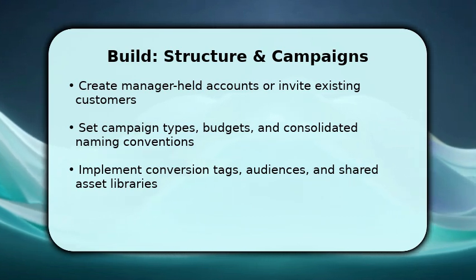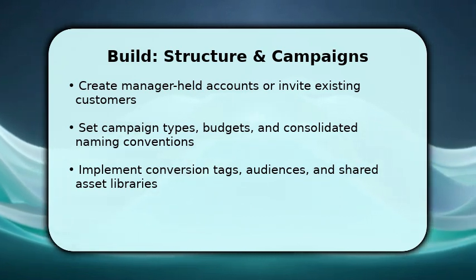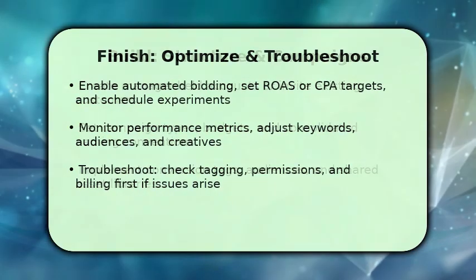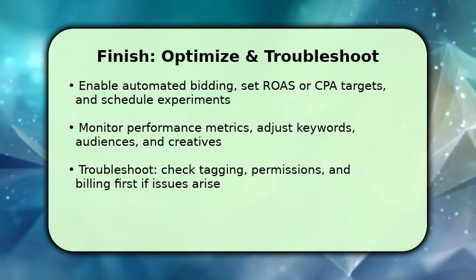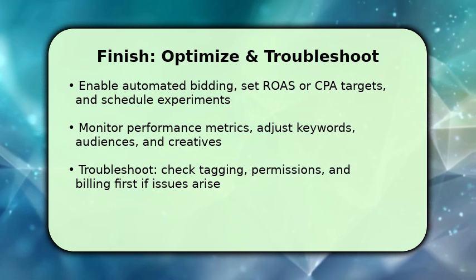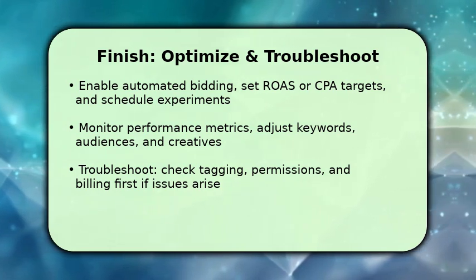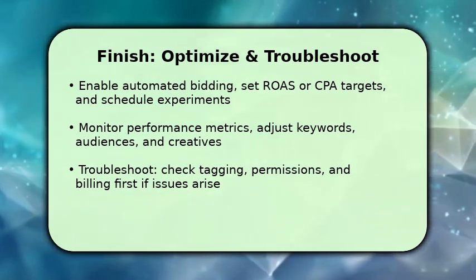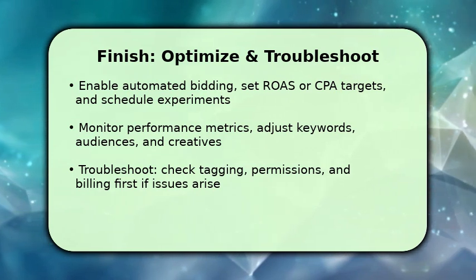To complete setup, activate automated bidding strategies and set target ROAS or CPA to automate cost efficiency. Run A/B experiments for headlines and creatives. Monitor key metrics daily: impressions, CTR, conversions, and make iterative adjustments to keywords and audiences based on signal.